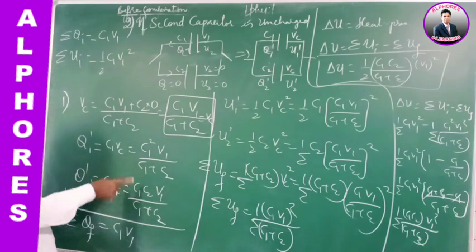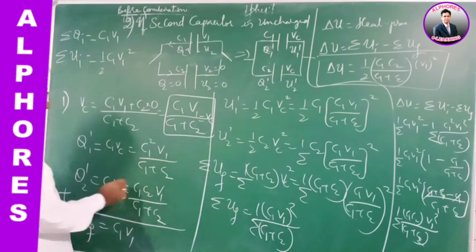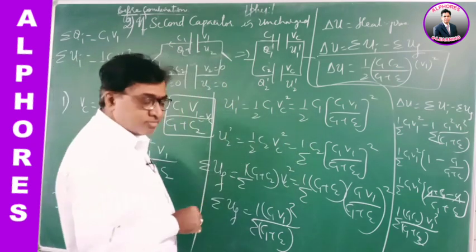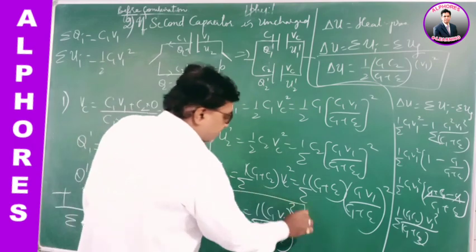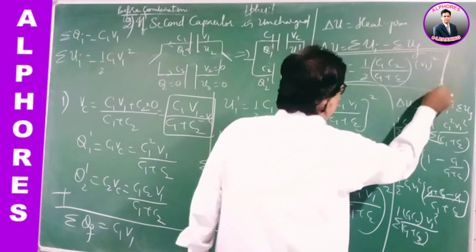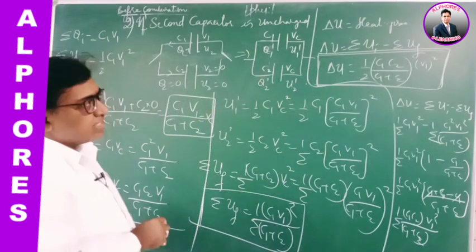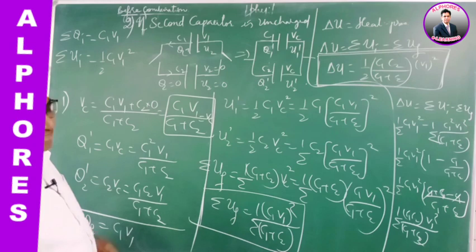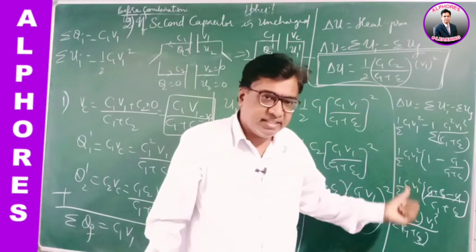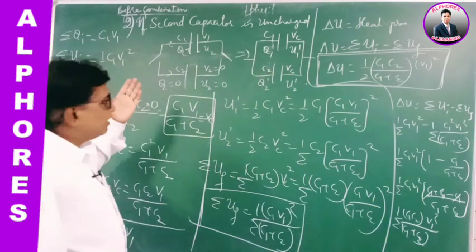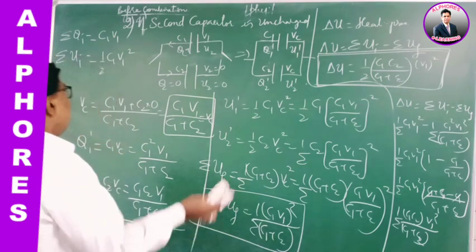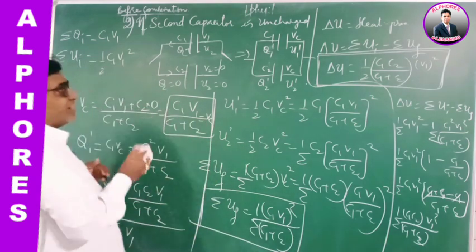Then their final charges, Q1 dash and Q2 dash. He may ask you to find anything, right? Their final energies, the total final energy after connection. Then the energy that is lost during the connection in the form of heat can be written in this form. So this way we can find the things, like the common potential, when one of the capacitors is uncharged.